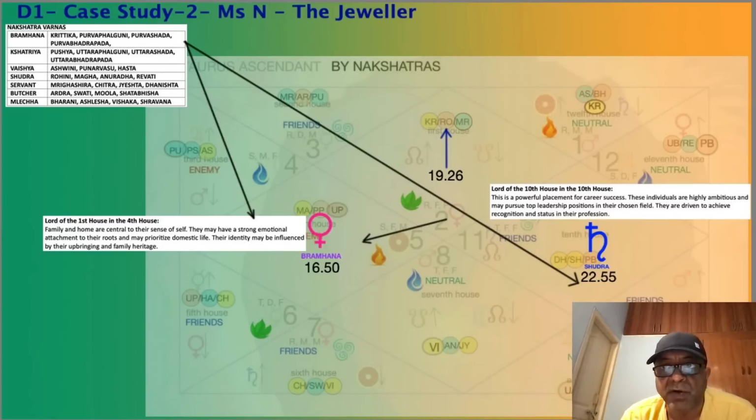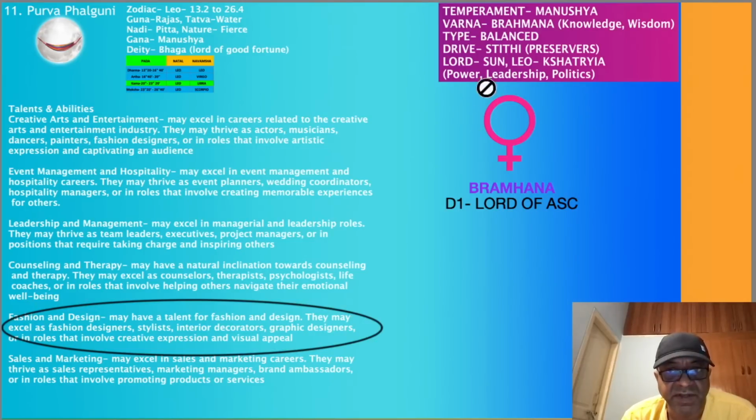So the lord of the 10th is in 4th. Venus is a Brahmana planet which is sitting in the 4th house in Purva Falguni. So let us see in Purva Falguni if there is something related to what she is actually doing as a career path. There I have circled that fashion and design.